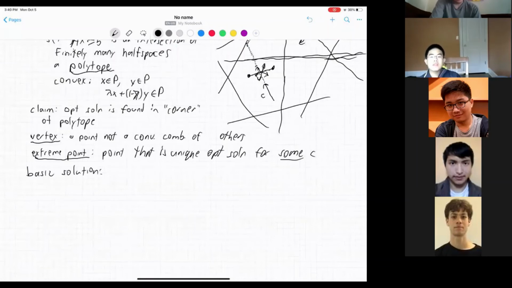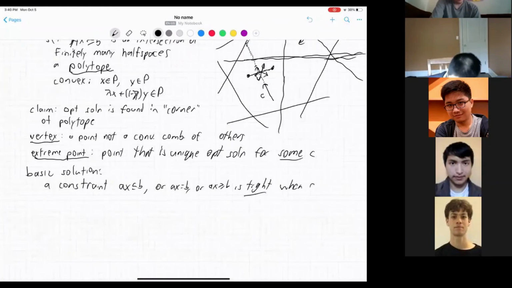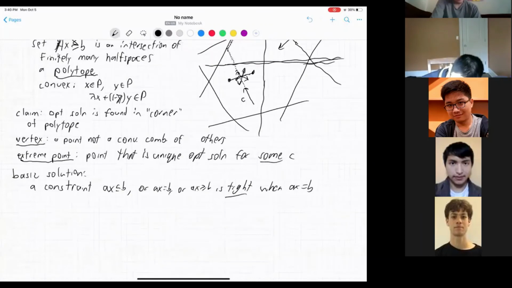So I'm going to define a constraint to be tight. Okay, if I have a constraint ax less than or equal to b, or ax equals b, or ax greater than or equal to b, it is tight when ax equals b. Okay, so you'll notice that equality constraints are always tight, but inequality constraints are tight only when ax has the particular value equal to the constraint.